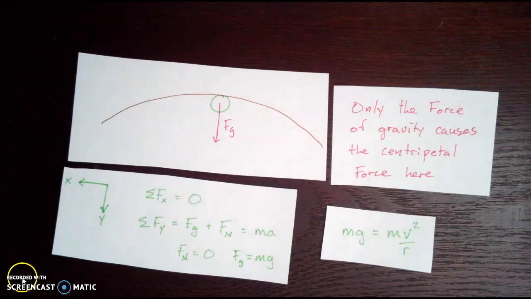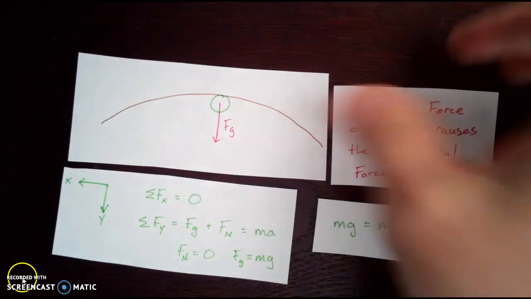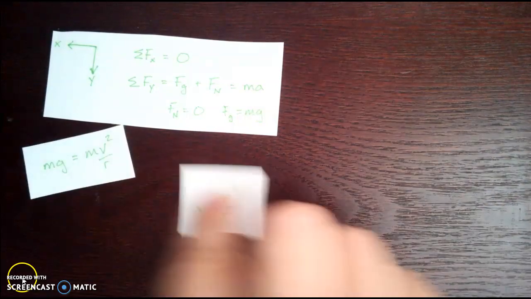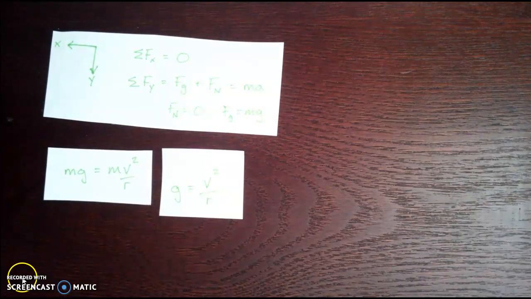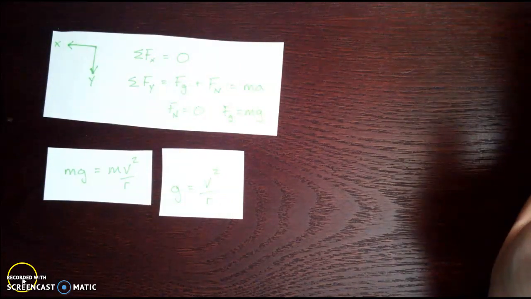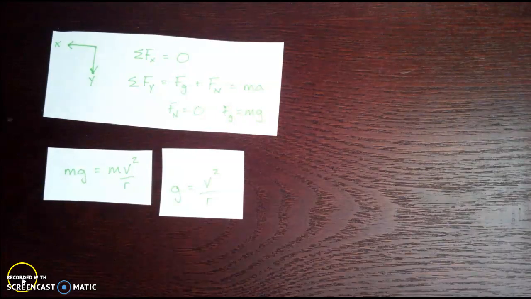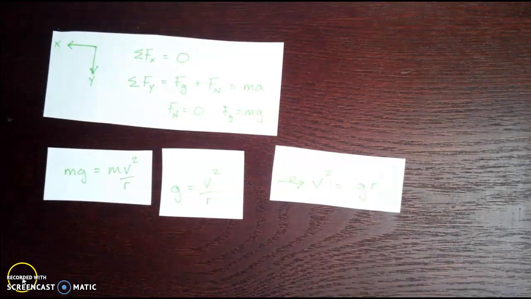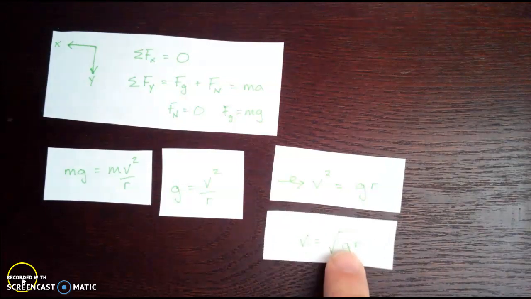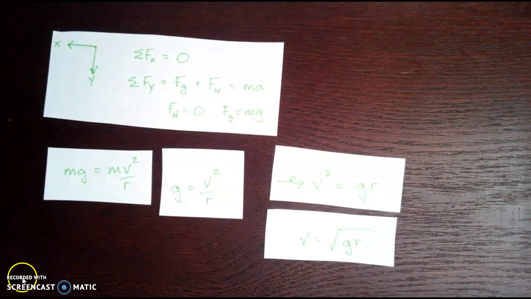Okay, so we can do a bit of simplification there. Let's bring that over there. So notice that we have an m on both sides. So we can cancel an m, so we get g equals v squared over r. Okay, and we're trying to solve for the velocity. So velocity squared is equal to the gravity times the radius. So taking a square root, we end up with v equals the square root of gr.